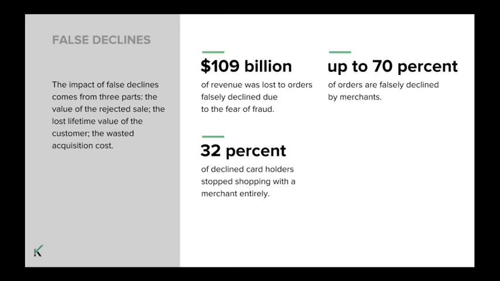So if we take, for example, a merchant that spends $500,000 a year to bring in 1,000 orders at an average of $500 per order, of those 1,000 orders, we can assume 50 of them are declined for fear of fraud, or a 5% decline rate.